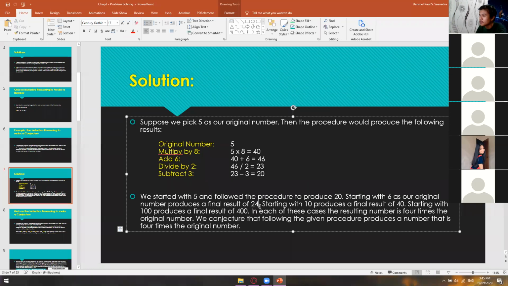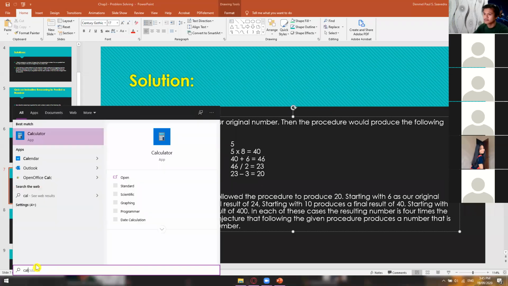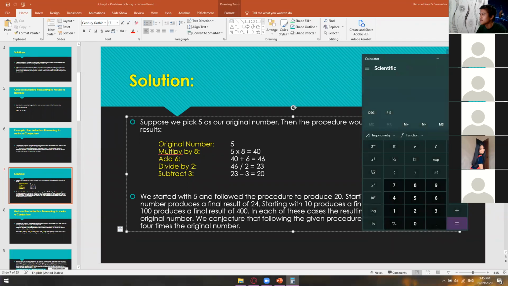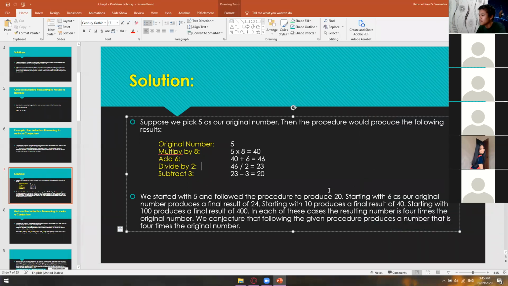Okay, so, do it on your paper. I would like you guys to get your paper since I have nothing to show here. Please verify if the result you get is 24 when your starting number is 6. Using this one. Same method. It's just that the original number is 6 instead of 5. Do we need a calculator? I think we can do this one manually.